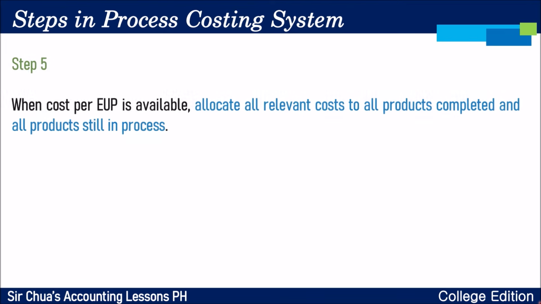And step 5 is, when cost per EUP is available, allocate all relevant costs to the products completed and products still in process. So, mag-a-assign po tayo ng cost dun sa mga products na natapos na at dun sa ating ending work in process inventory.